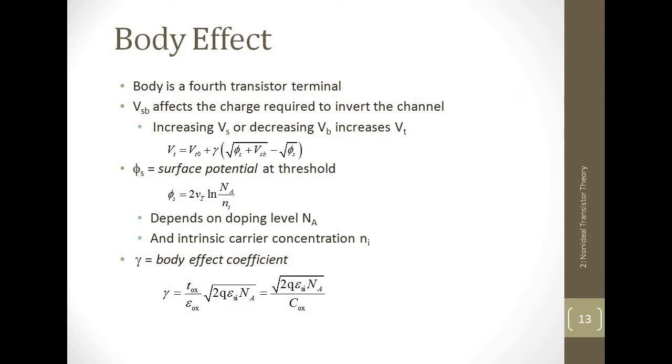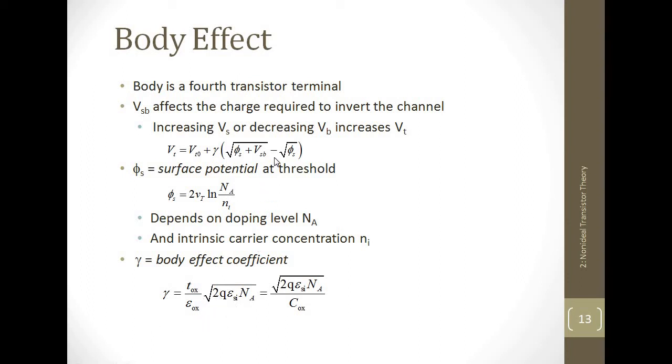So you can see in the formula, the body effect coefficient depends on the oxide thickness, permittivity, doping concentration, and charge. All these result in the body effect. All these are fixed: oxide thickness is fixed, permittivity is fixed, doping level is fixed, charge is fixed. So this gamma, the body effect coefficient, is a fixed parameter.